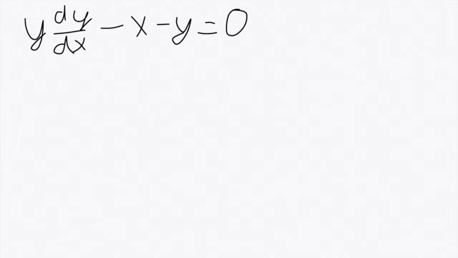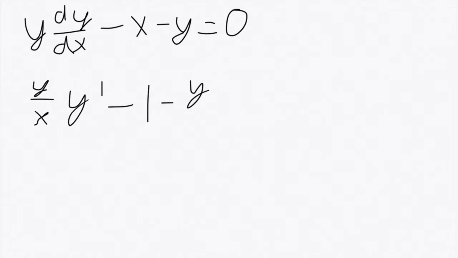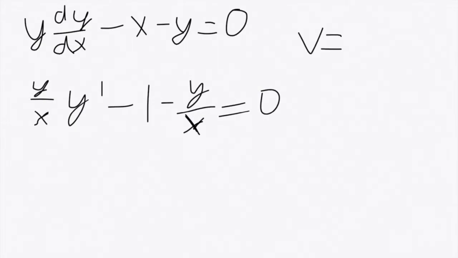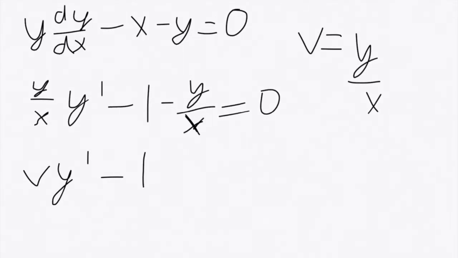The easiest way we could do that is to divide the entire equation by x. So you get y over x, and for the sake of not writing dy dx over and over again, I'm going to write y prime minus 1 minus y over x is equal to 0. And here we can make our substitution. v is equal to y over x. So using that substitution, we get vy prime minus 1 minus v is equal to 0.